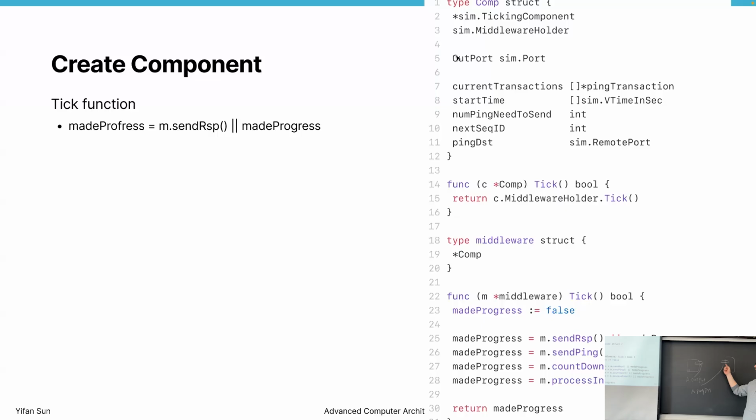Okay. This is the destination where I want to send the ping. It's not my own port. Previously, I just simply kept the sim.port there, kept a reference for destination. And many people got really confused.